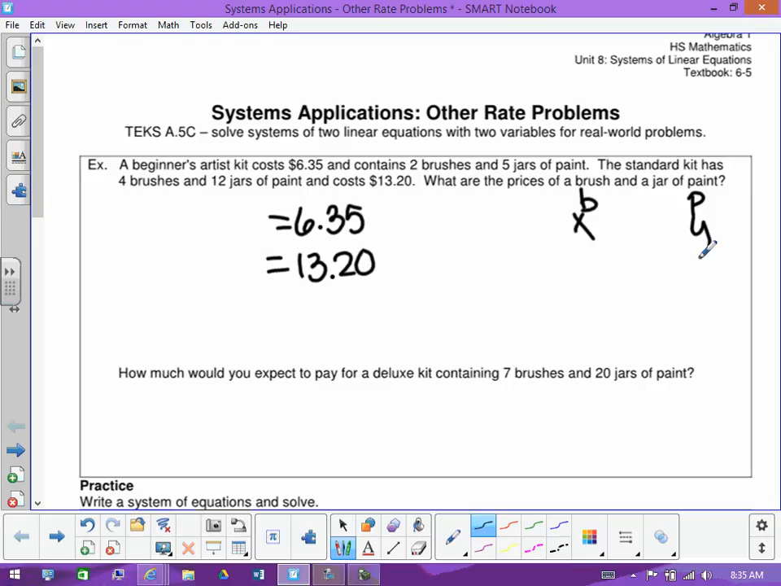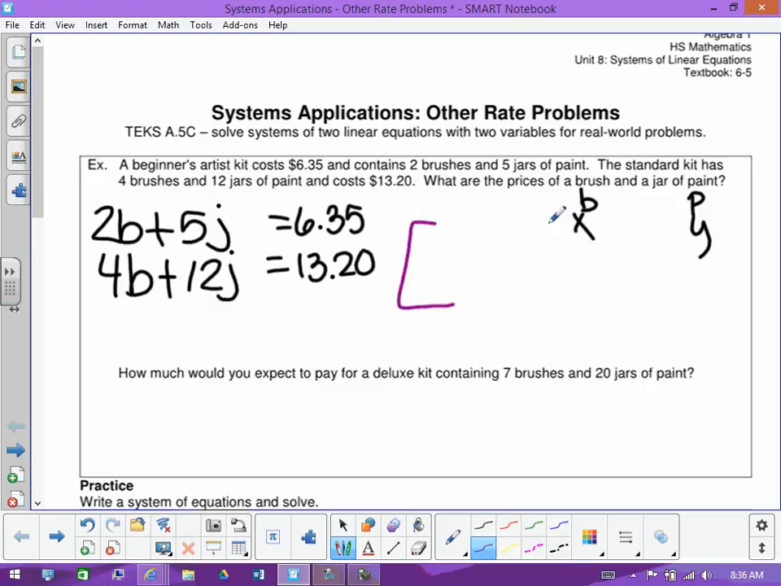So if we look at the beginner's kit, we have 2 brushes, 5 jars of paint. Standard kit has 4 brushes and 12 jars of paint. Notice there's no word, no each, every, per, those kind of things. That says you get, you're not going to have the labels, initial rate plus quantity, because you don't have that word. So we want to do these in our matrices.